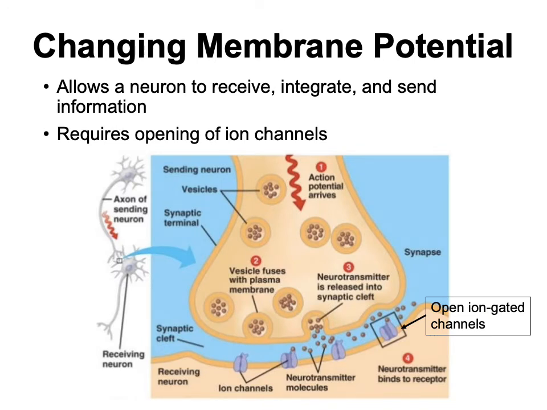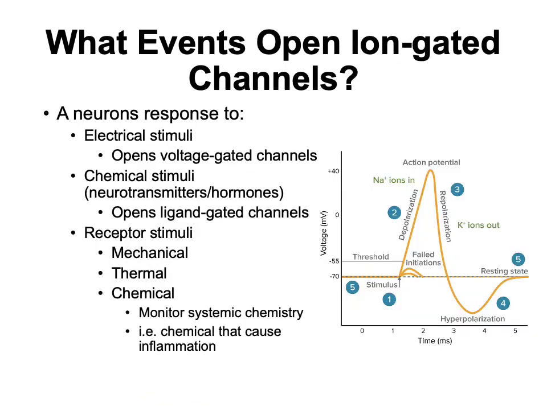Changing membrane potential allows a neuron to receive, integrate, and send information. And this all requires the opening of ion channels on the membrane that is supposed to receive the signal. What events open ion-gated channels? Well, there's a bunch of them. A neuron will respond to electrical stimuli, chemical stimuli, and receptor stimuli. The electrical stimuli will open voltage-gated channels. Chemical stimuli will get opened by either neurotransmitters or hormones binding to ligand-gated channels.